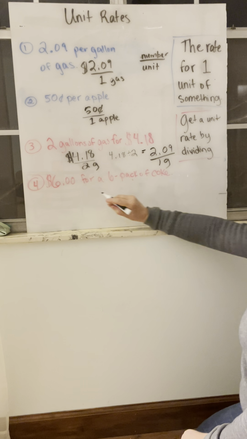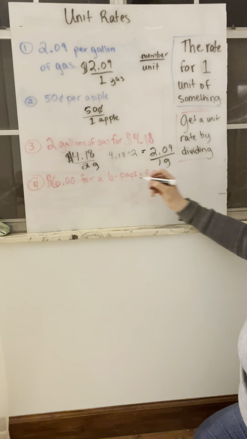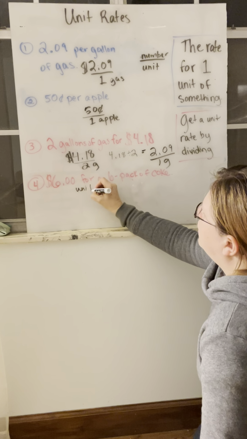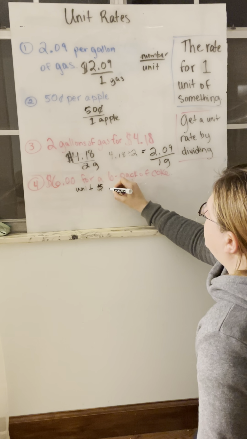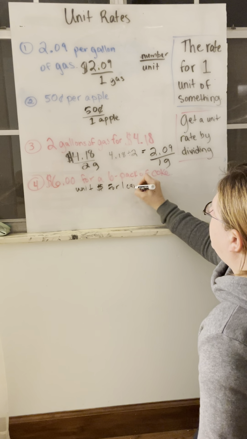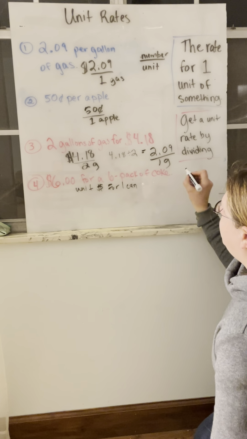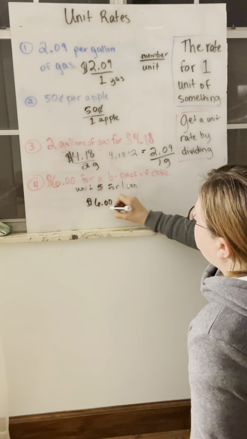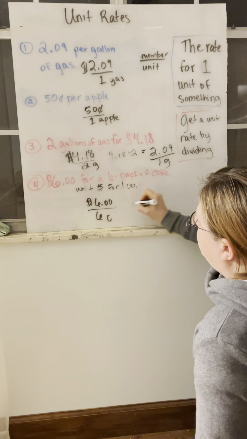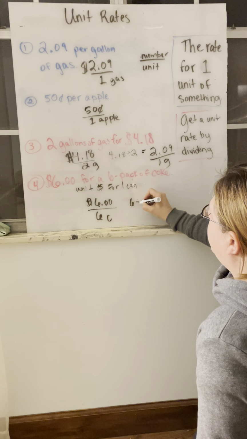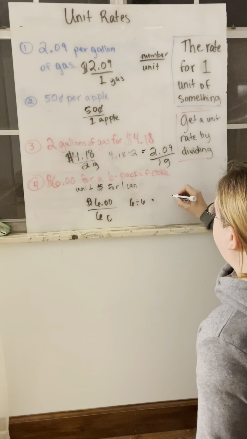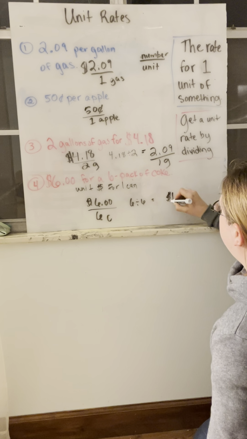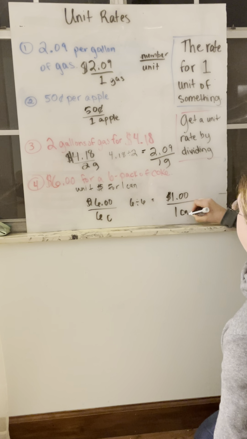Okay, this one says $6 for a 6-pack of Coke, and then you want to figure out the unit price for a can. Unit price, I'll put dollars, for 1 can, okay? Well, if it's $6 for a 6-pack of Coke, it's $6 over 6 cans. We just divide. 6 divided by 6 equals 1. And that's $1 for 1 can.